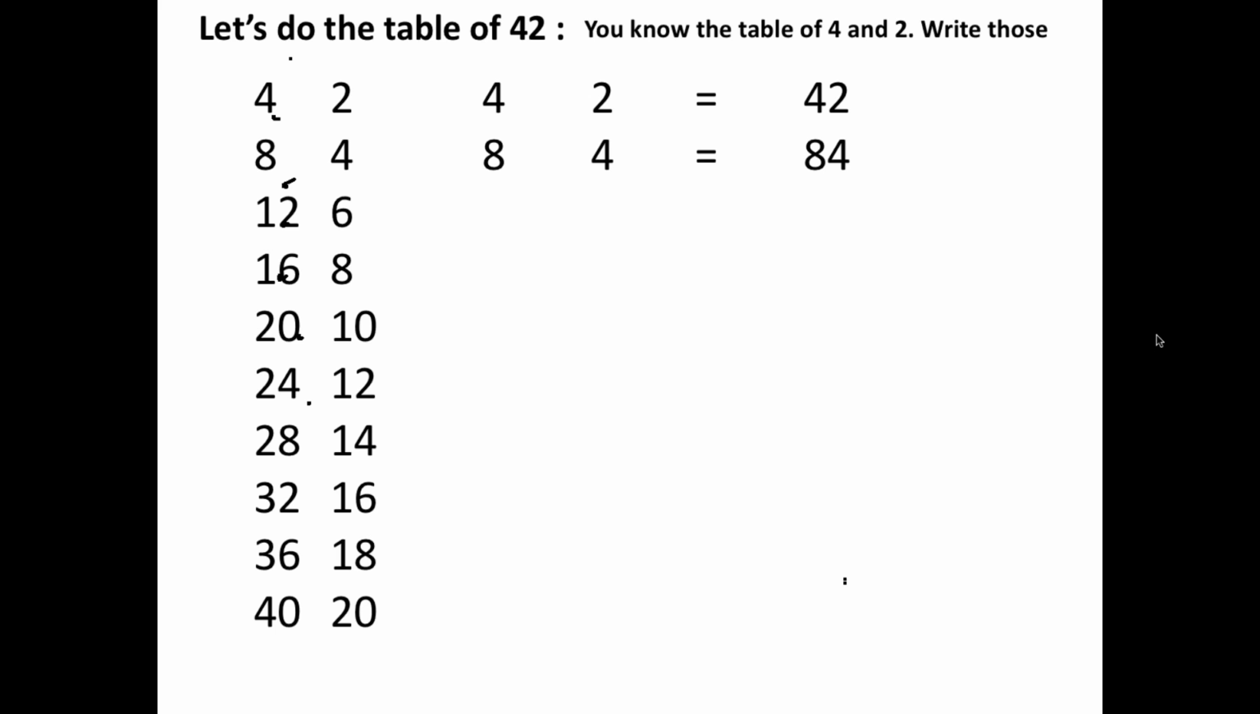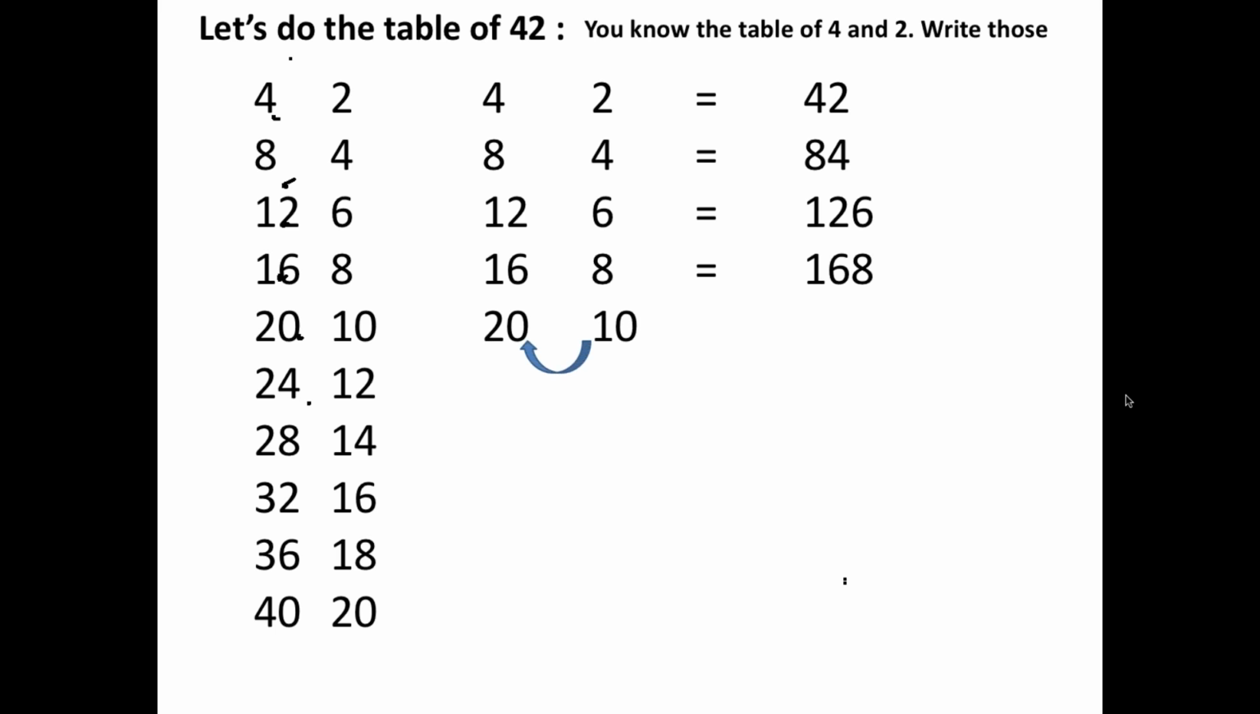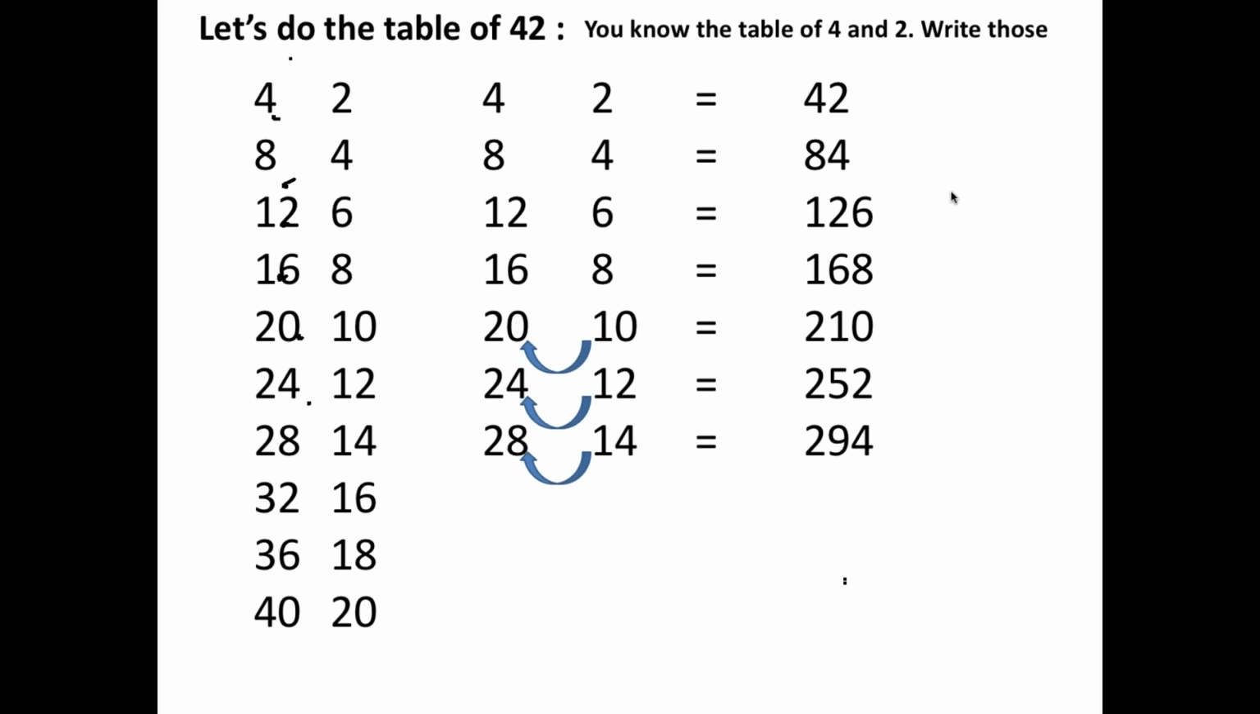Visible there. 42 threes are 126. Good, Krish. 42 fours are 168. Yes, good. Fives are, this one will get added, right? You see that? This one will get added. Okay, good. 210, not 201, Sameep. It's 210. Pranav, very good. 252. You get 294. Correct. Very good. Yes, very good.